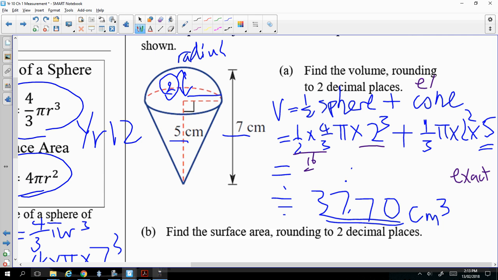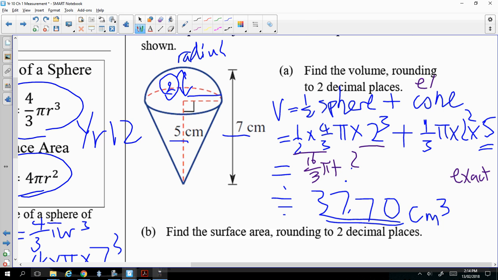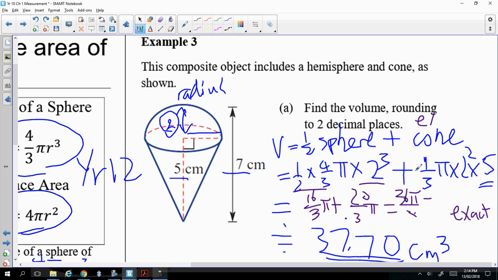Plus, the other one you get is 1 divided by 3 times 4 times 5. That gives you 20 over 3 pi. And if you add them together, you get 36 pi over 3, which becomes 12 pi. So the exact answer is 12 pi, if the question asks you for the exact, okay?